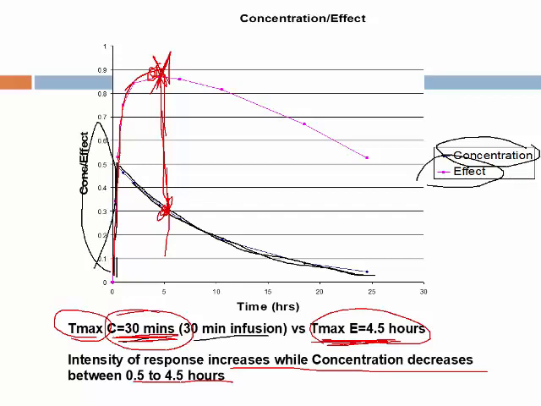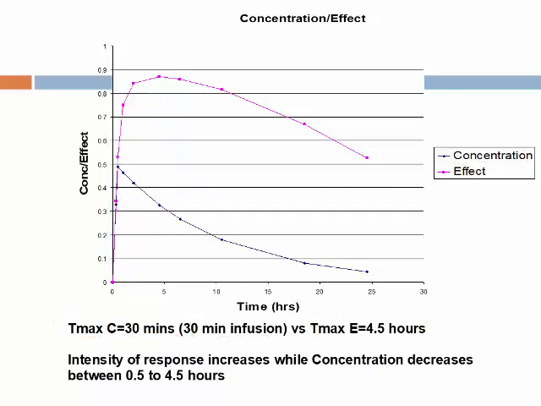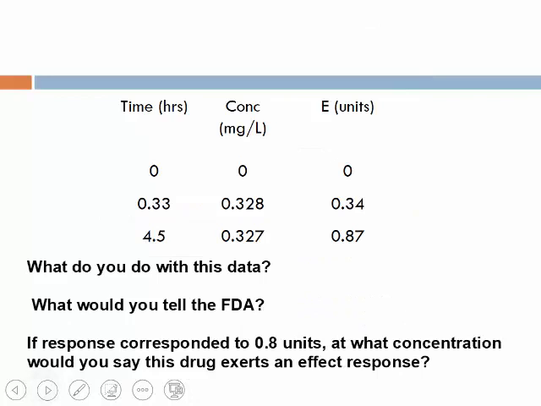This is called a lag. You should probably understand the name of that. There's a lag between the concentration and the effect. So what do we do with this data? Because this is confusing, isn't it?